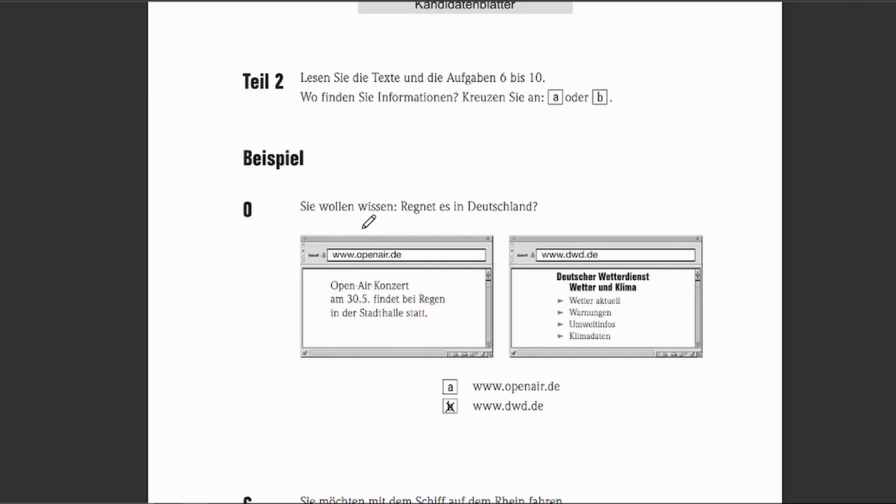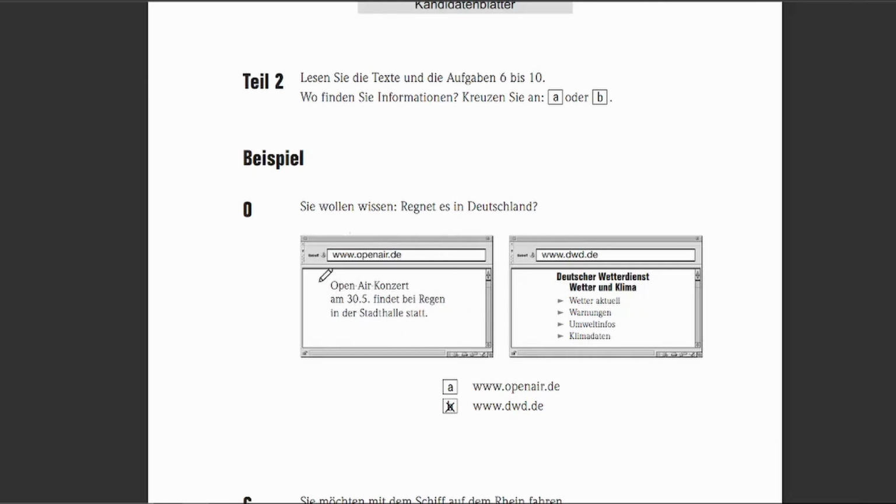So here is an example. Wo Sie wollen wissen, regnet es in Deutschland. So you would like to know whether it is going to rain in Germany. So which one will you use? So it seems to be one website, openair.de. Open Air Concert am 30.05. findet bei Regen in der Stadthalle statt.